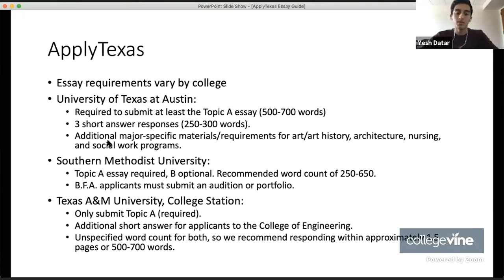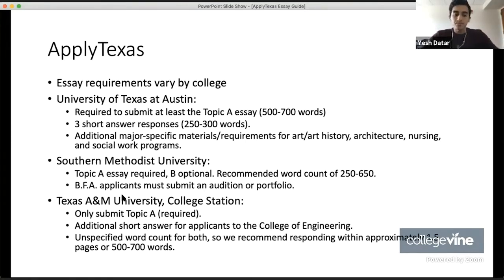Okay, at Southern Methodist, for example, they want a topic A essay, also B is optional, and a recommended word count of 250 to 650 words. And if you're applying for Bachelor of Fine Arts, you must have an audition or portfolio, which is pretty standard across a lot of universities.